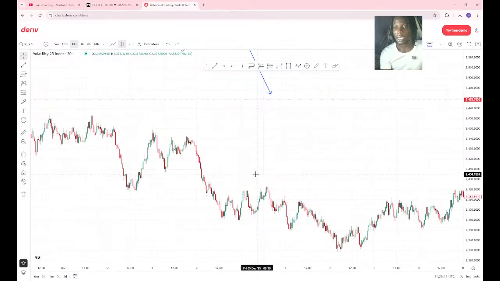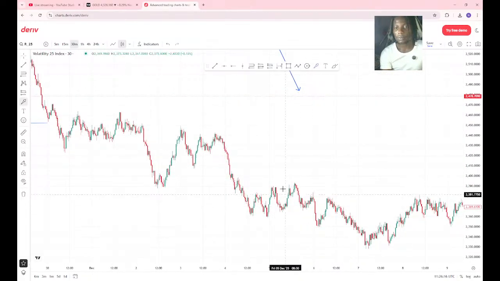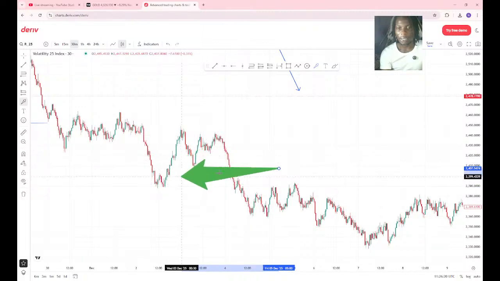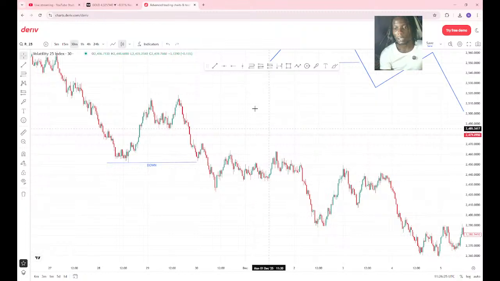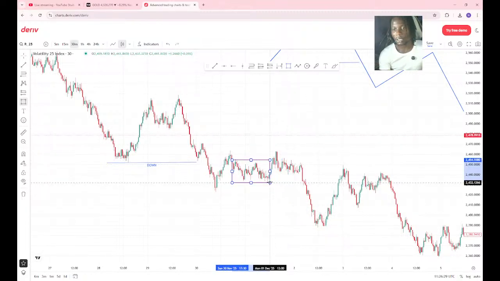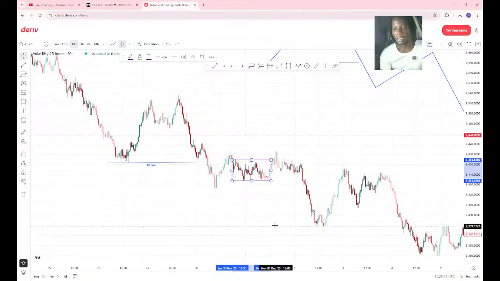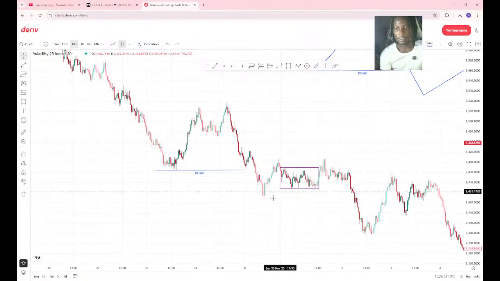You want to see price fall like this, okay? You want to see price fall like this. All right. So that's what you want to see, or that's what you should be looking for. Okay, we have a little sideways movement inside this range here. All right, we have a little sideways movement inside this range. You guys can see this. So this is sideways movement.